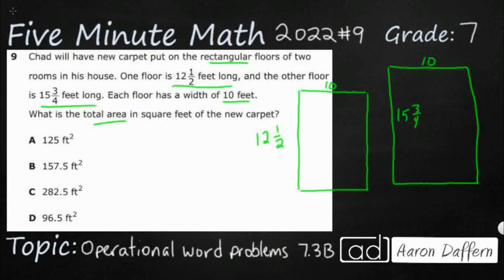Well, area is pretty easy, right? Length times width. But we've got mixed numbers here. We need to turn these into decimals. So this 12 is going to be 12 point something.